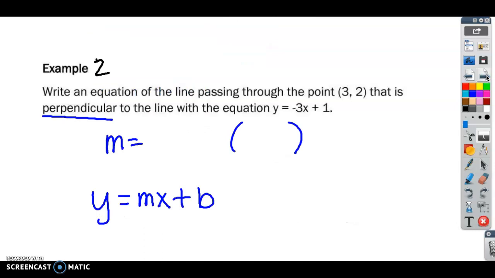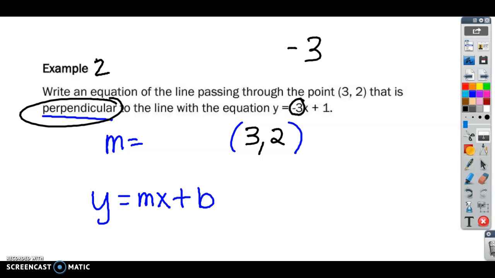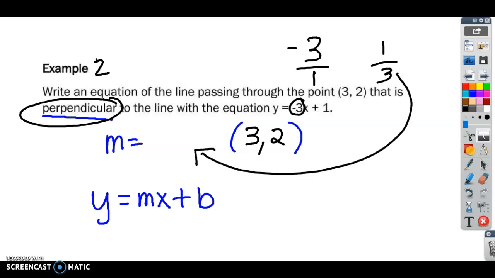So now we're doing the same thing. We're writing an equation of a line passing through a particular point, in this case 3, 2, that is now perpendicular to the line in this equation. So the slope in this equation is negative 3. What is a slope of a line perpendicular to this line? We've talked about this in class. It's the reciprocal, the negative reciprocal. So that would be positive 1 over 3. So that is the slope that I'm going to use.